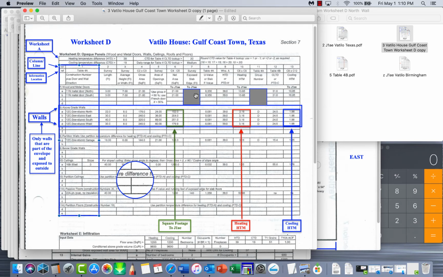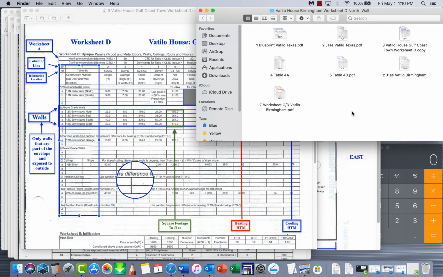Now, if you remember in doors, we didn't have exposed slab edge because that's going to be our floor, and we didn't have a group number. Well, this time we will have a group number because walls have group numbers. So we're going to start right here by figuring out how they came up with this 12C-2SW-stucco north. Well, pretty much from that we can ascertain that it is from a north-facing wall.